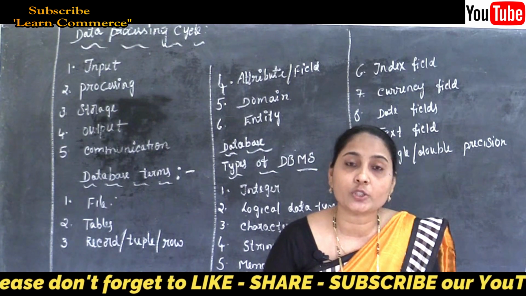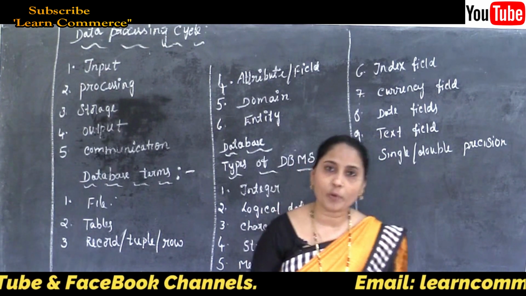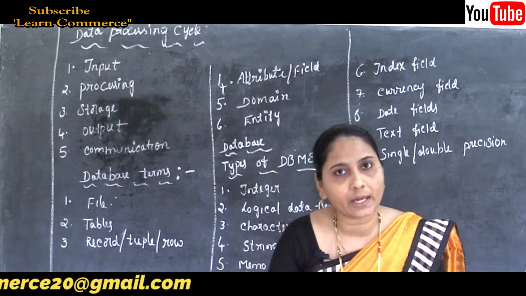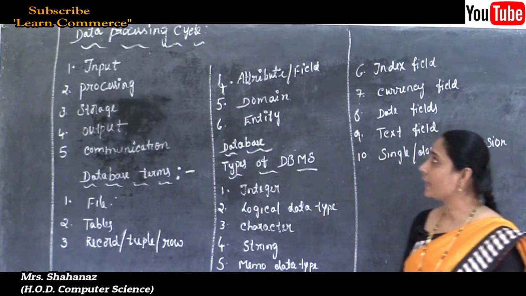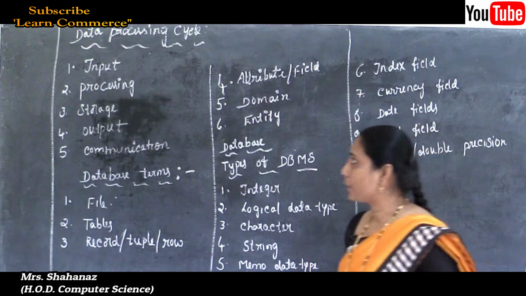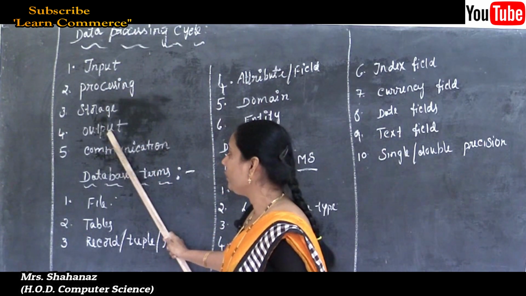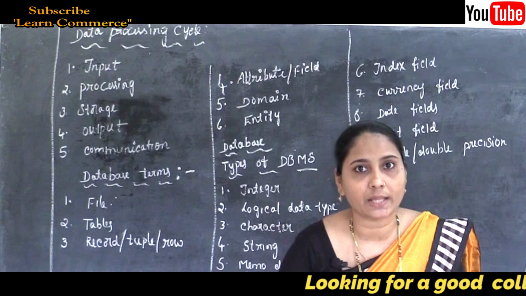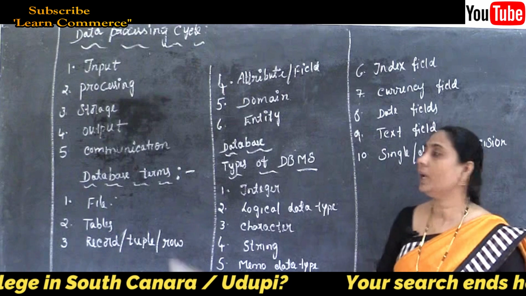In which way we are going to process the data by using a computer in a computer information management system is called the data processing cycle. And such a data or information processing cycle consists of 5 following steps. These steps are input, processing, storage, output, communication. So there are 5 specific steps. Let's first start with the first point, that is the input.